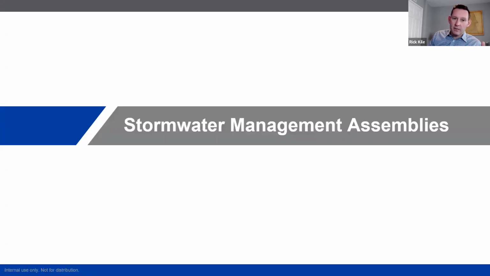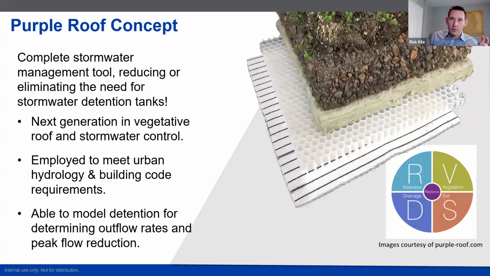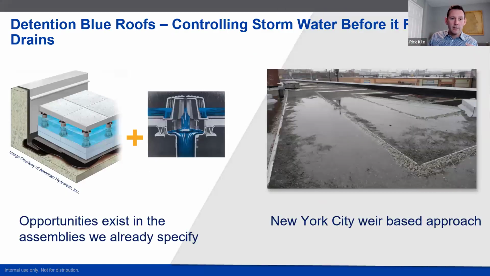So, stormwater management assemblies. Again, there's our friends retention and detention. This slide is basically there to tell you that there's a number of tools to help meet the project requirement. And one of those tools is a purple roof concept. This is great in that it takes those extensive roofs that inherently have more retention-based stormwater management properties and makes them into detention-based tools, which is really where most municipalities require stormwater.